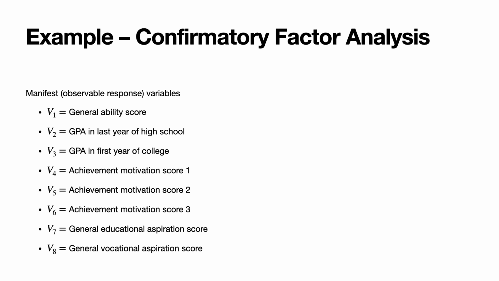There are 8 manifest variables in the model. V1 is a general ability score. V2 is GPA in the last year of high school. And V3 is the GPA in the first year of college. V4, V5, and V6 represent measurable achievement motivation scores. V7 is a general educational aspiration score. And then finally, V8 is a general vocational aspiration score.